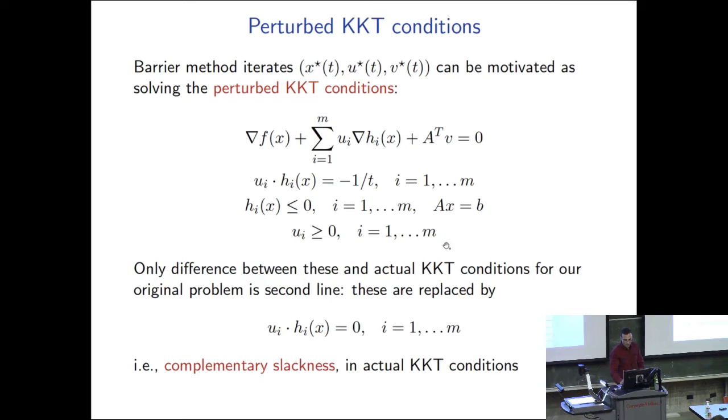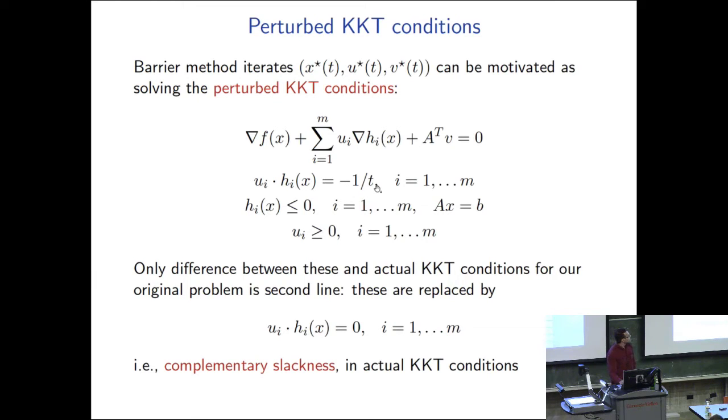This is primal feasibility. That's dual feasibility. And this guy here, in the usual KKT conditions, looks like ui times hi of x equals 0. And here we've replaced it by minus 1 over t. And as I commented last time, if we're going to perturb this condition, complementary slackness, where their product is 0, to be something that's not quite 0 but approximate, we're going to have to make this negative, because ui is going to be bigger than or equal to 0, and hi is going to be less than or equal to 0 by dual and primal feasibility. So the product, if it's not 0, is going to have to be negative.